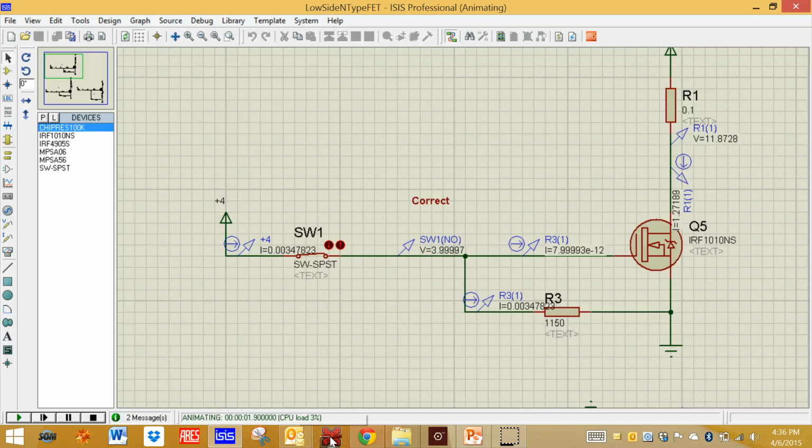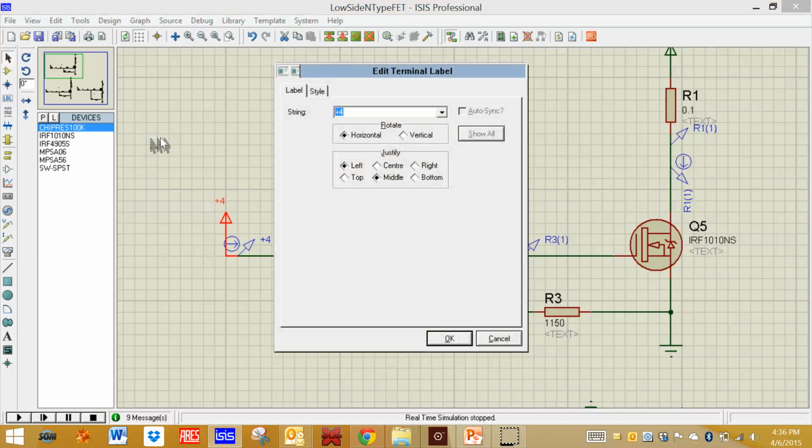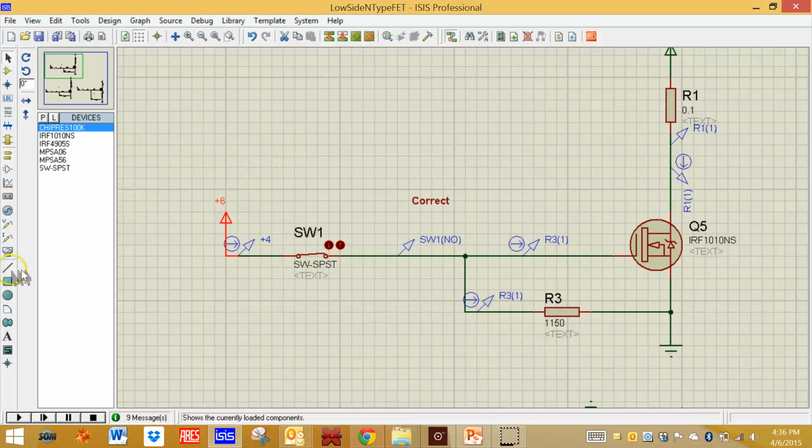So now here are the values. Oh, I'm sorry. I should have. That was at the threshold voltage. Let me make this guy up at the 6 volts, like it was before. 6 volts. Boom. Okay. So now run the simulation.